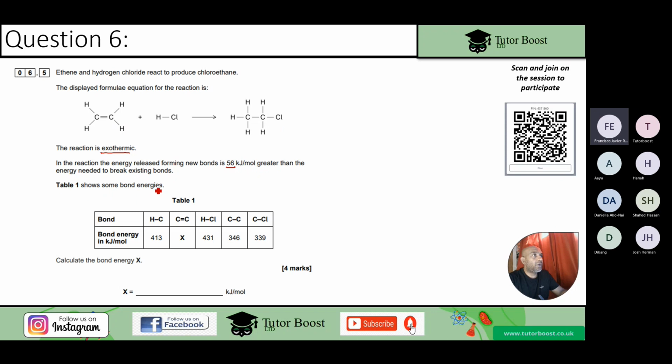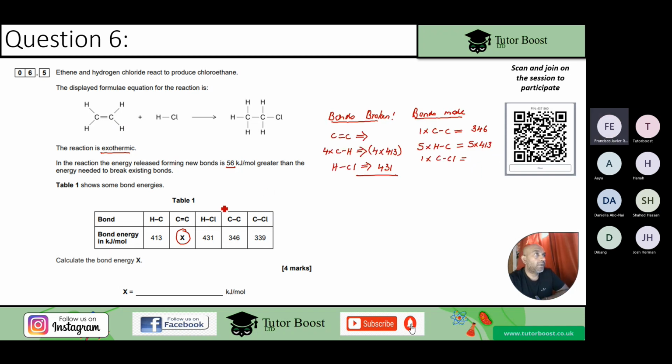Table 1 shows some bond energies. Calculate the bond energy X. So calculate the value of this. So how do you actually calculate it? I'll give you 3 minutes. See if you can work out the bond energy X. I'll give you a little bit of help to make a start.